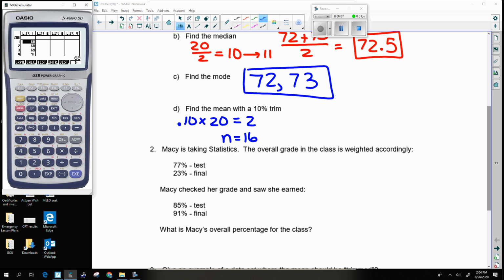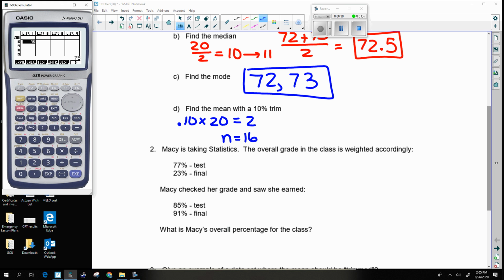I go to my list. So my 2 smallest numbers are the 68s. So I go ahead and delete, delete. I deleted the 2 smallest numbers. I go to the very bottom of the list and I see that the 2 largest numbers are 77 and 77. So I delete, delete. So I deleted the 2 smallest and deleted the largest.